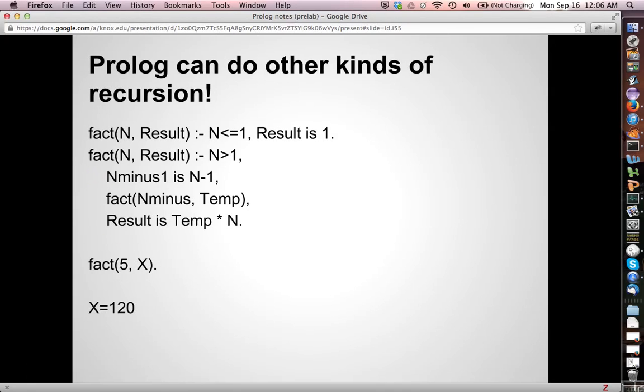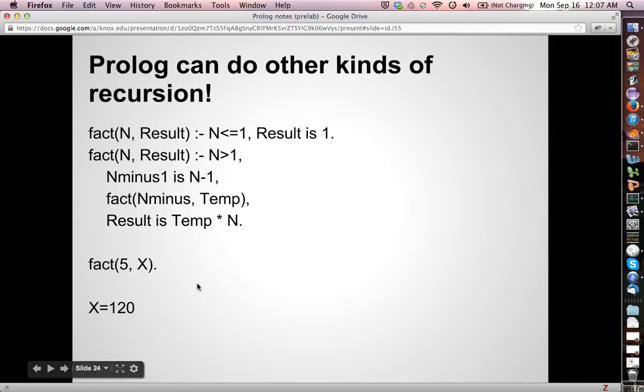Prolog can actually do other kinds of recursion. If you want to do factorial n and result, we can define this as well. N less than or equal to 1, result is 1. This is kind of an assignment. And then factorial n result, well, if n is greater than 1, we're going to define this variable n minus 1 is literally n minus 1, and then we're going to do factorial n minus 1 temp. This looks like a recursive call, but it's actually not, and then result is temp times n period. And so if we plug in factorial 5 comma x, we'll get back x equals 120.